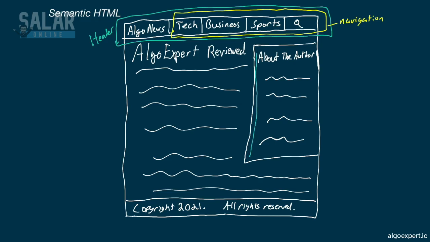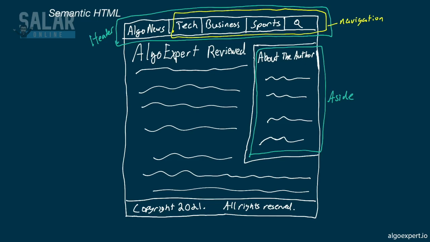Next, we have this about the author section. And this is sort of a side content, because we could take this content out of the document and it would still make sense. You could still read this review of FrontendExpert without knowing who the author is. It's nice to know who the author is to see if it's something you can trust, but it's not necessarily information that you need to be able to read this article.